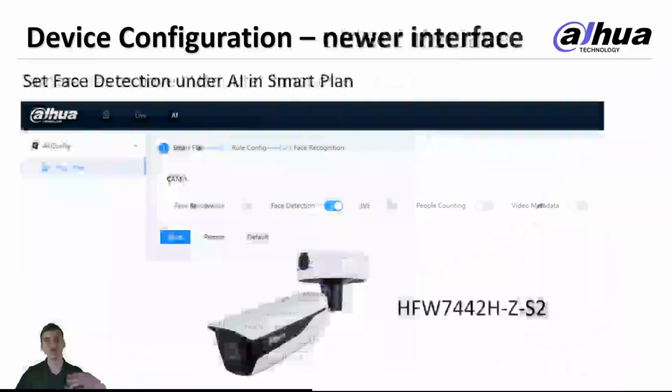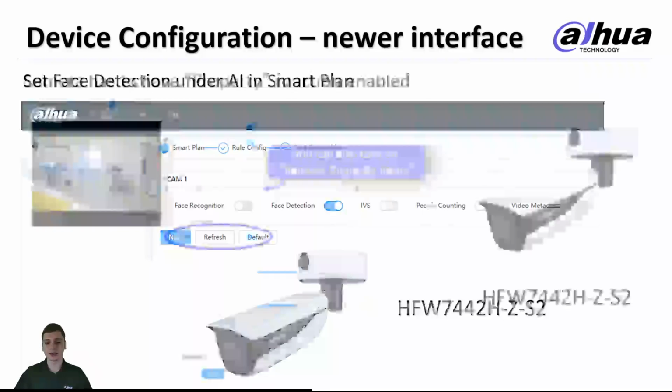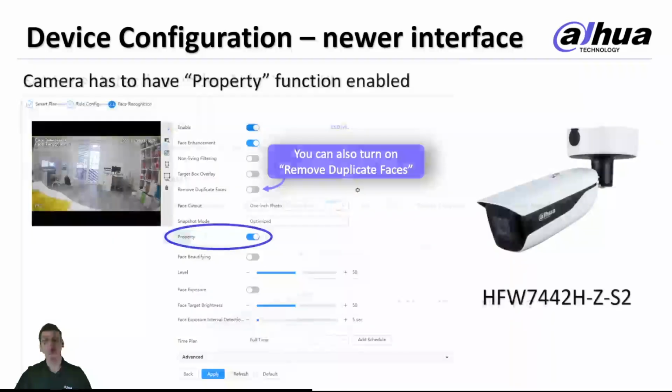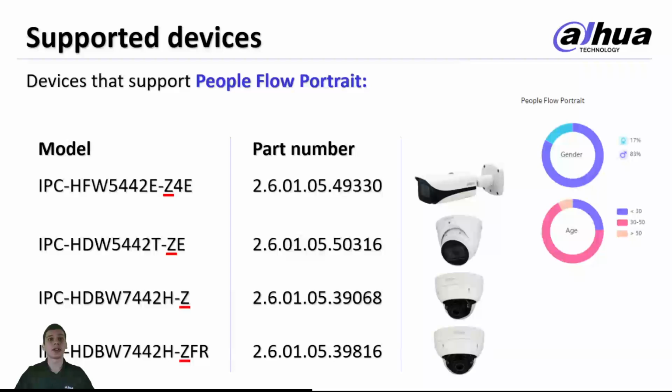If you have newer camera, for example, this 7000 series, you will also choose face detection. You will turn on property. So it's the same as attribute. And you can, for example, remove duplicate faces if you don't want to have the same person detected twice. These are the cameras that are supported. They need to have the Z in their name so they can do the analytics.